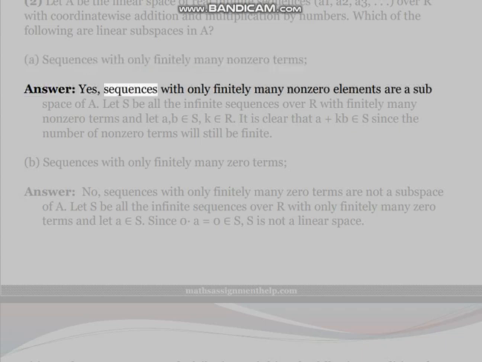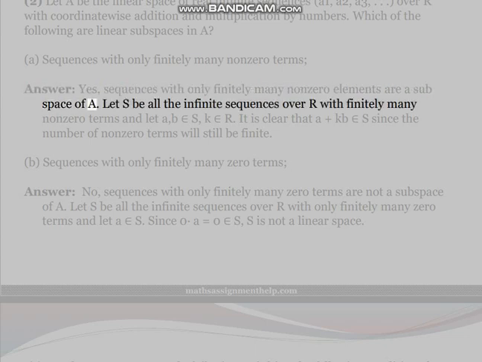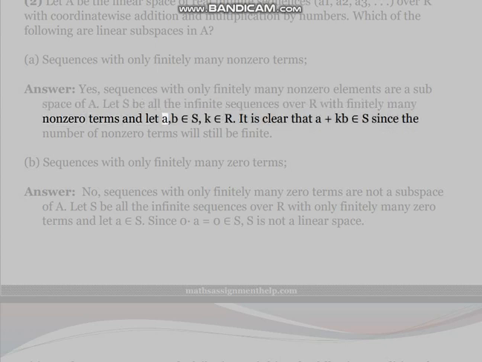Answer. Yes, sequences with only finitely many non-zero elements are a subspace of A. Let S be all the infinite sequences over R with finitely many non-zero terms, and let a, b be elements of S, k an element of R. It is clear that a plus kb is an element of S since the number of non-zero terms will still be finite.